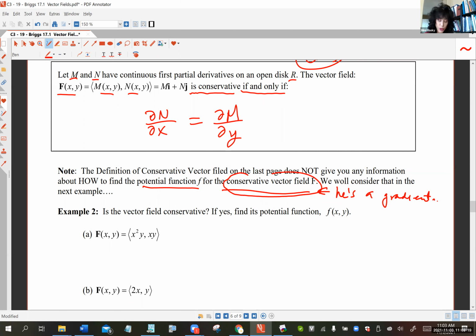So, once you have a gradient, wouldn't it be nice to know who you're the gradient for? So I'm going to give you the Rasky way to get the potential function. If you find the potential function in any other way on your quiz or exam, I will not give you credit. Telling you right now, no credit.